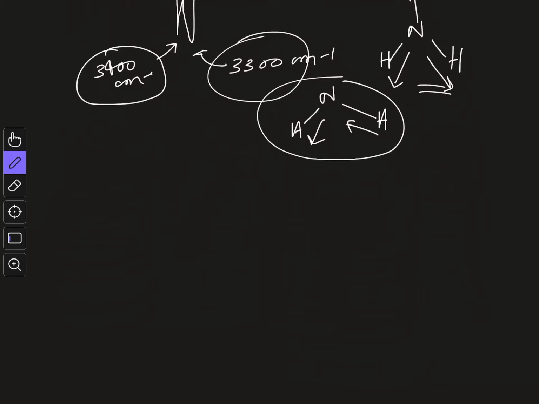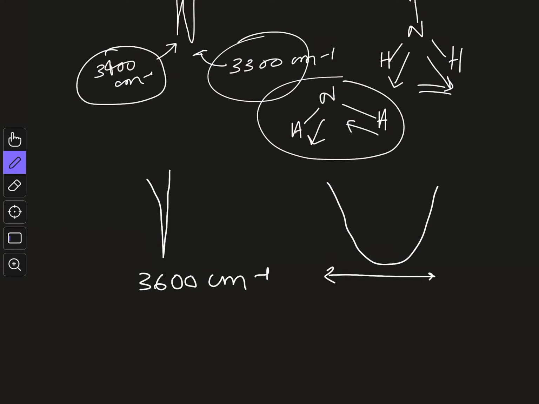Now the situation for OH is even more interesting. I have said that for OH you will have a strong band at around 3600 cm⁻¹, but this is not always the case. Generally OH shows a broad peak, in the range from 3300 to 2900 cm⁻¹.